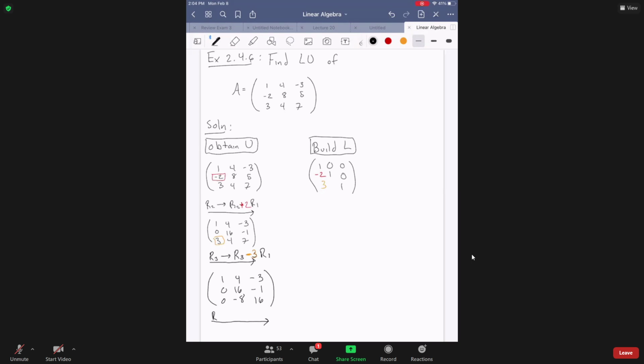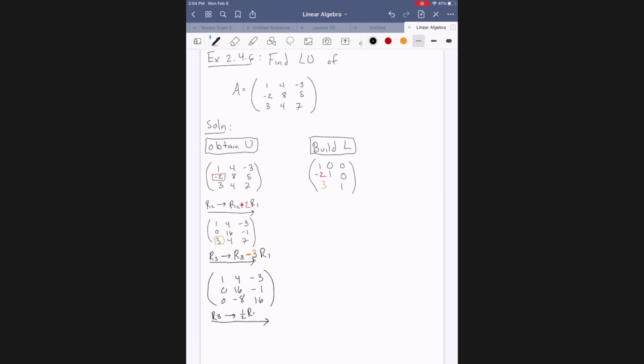So take row 3, replace it by 1/2 row 2 plus row 3. Okay, so let's see right here, blue. This is my 1/2, so that's what's going to go here, the opposite sign of that number. So it's going to be minus 1/2. And then you get this matrix: 1, 4, minus 3, 0, 16, minus 1, 0, 0, and then 15.5.